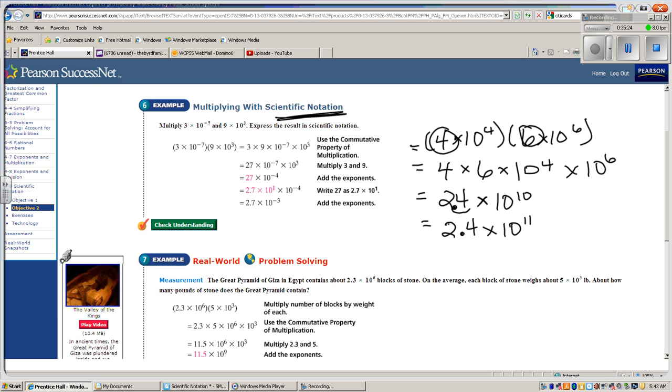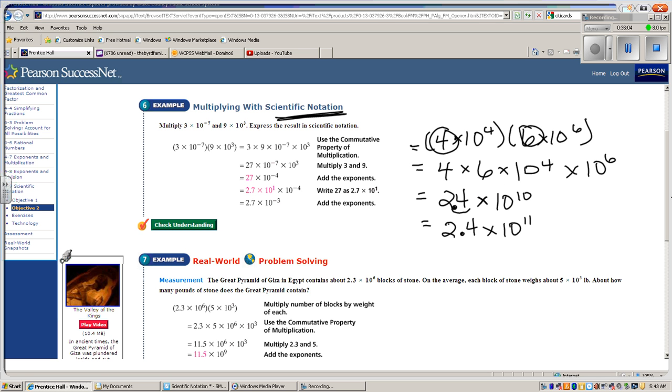So just to recap, basically, all we did was rewrite this using the commutative property of multiplication, which states we can write this in any order and it's still the same problem. So I arranged it so that our base 10s are together. So 4 times 6 would be 24, and then 10 to the 4th power times 10 to the 6th power would give us 10 to the 10th power. Not yet written in scientific notation, so I took my decimal, moved it so that I have a number between 1 and 10, and then I added to my exponent to represent that move of the decimal.